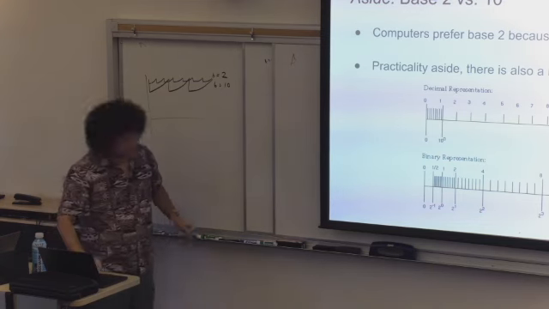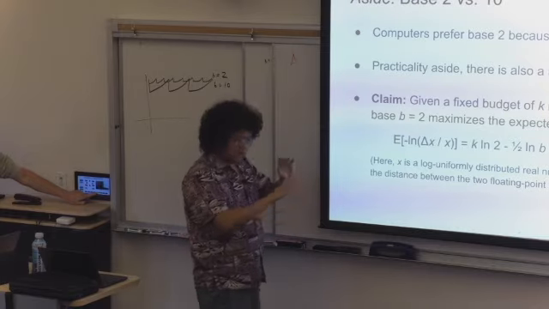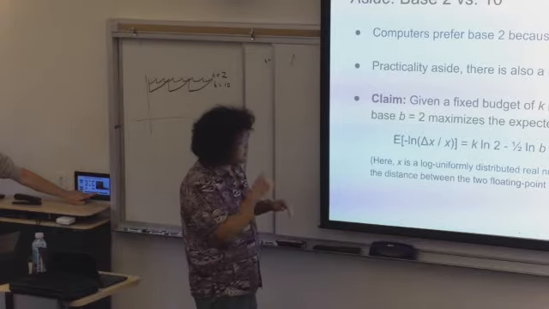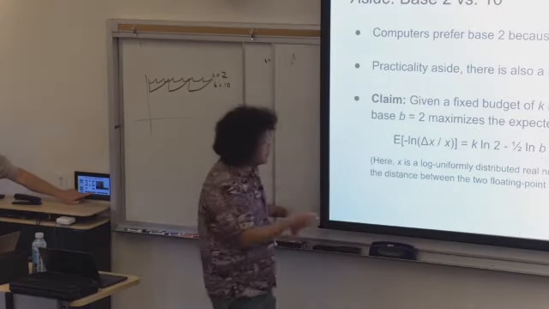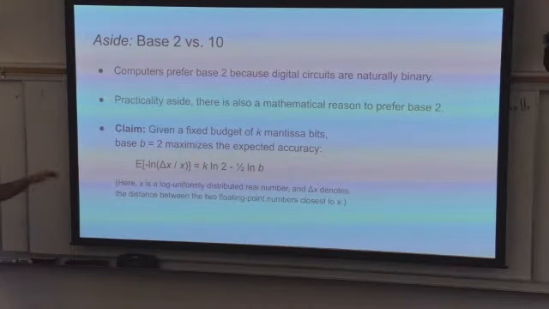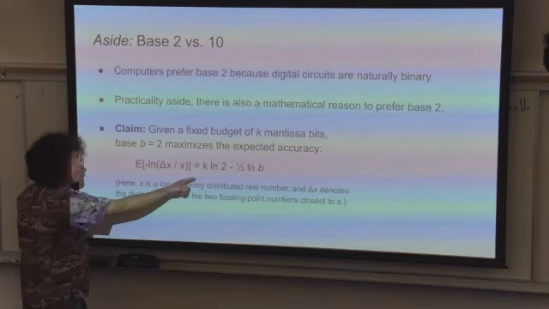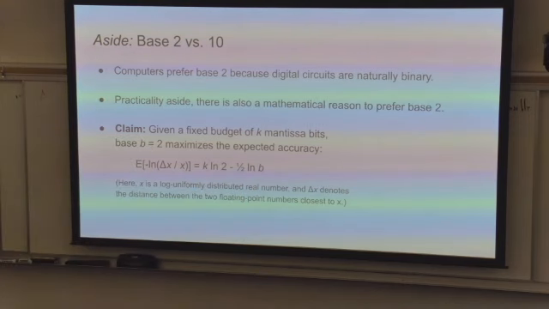And indeed, to make this formal, one can say that if you have a fixed budget of k mantissa bits, you can decide whether you want them to be base 2 or base 10. Base 2 actually maximizes this expected accuracy, which is the negative log of the spacing relative to the number. Now, this is a relatively straightforward calculus exercise. If anyone's interested in the details, I can show you why this is the case. But the important part is that this has negative dependence on the base b. You would like the base b to be as small as possible, so you actually want to use binary floating point. It's more accurate in many cases than decimal.